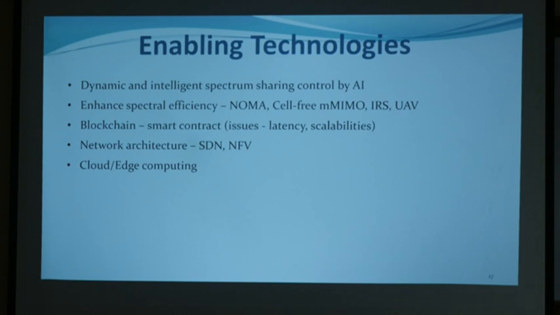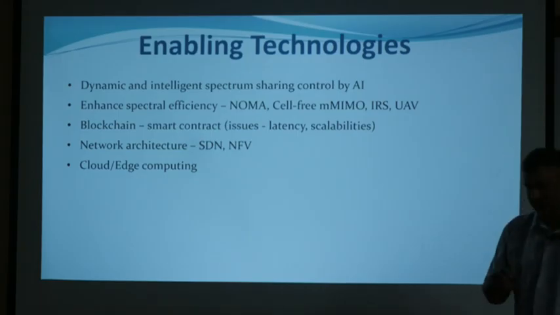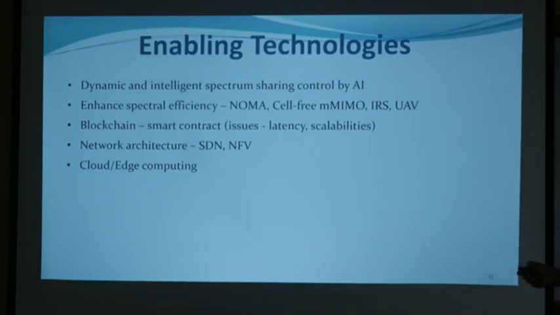Okay, so enabling technologies, I think these are some of the enabling technologies. There will be more as well. We need to manage the spectrum very efficiently also. So, dynamic and intelligent spectrum sharing controlled by AI. AI can play a big role, hopefully, in 6G to manage this scarce spectrum resource. So that's one thing people are working on nowadays.